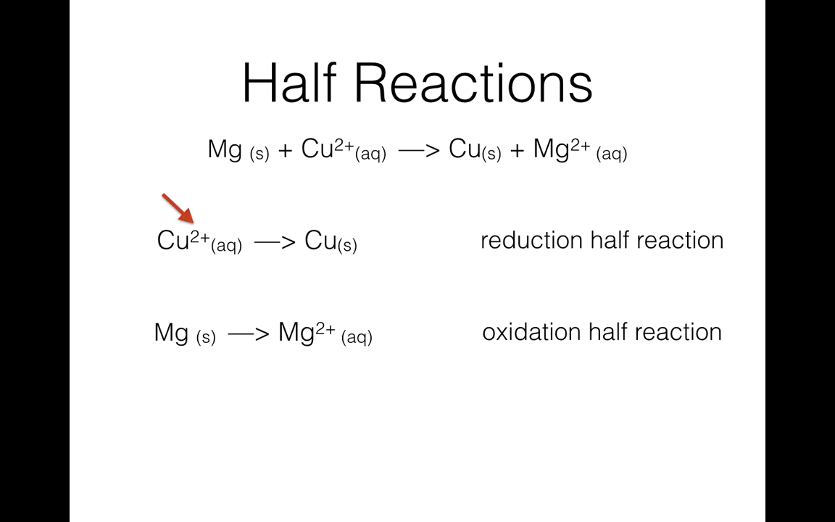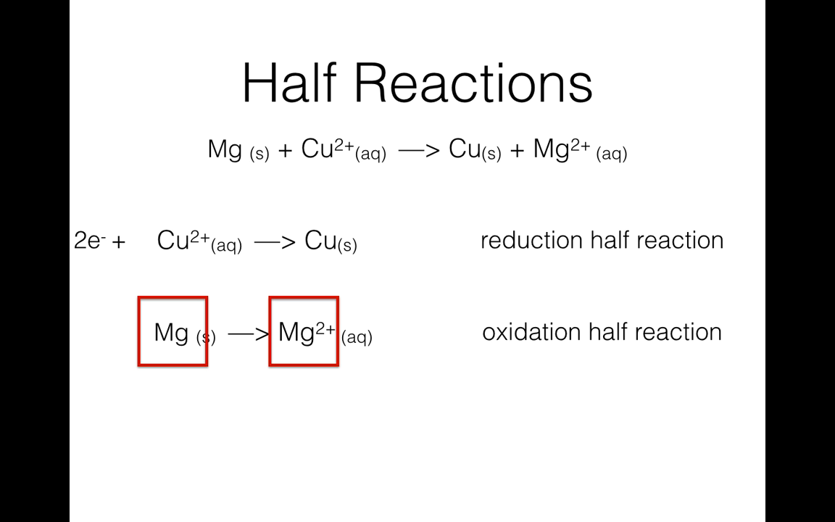The way that we balance charges is by adding electrons to the half reaction. We can balance out a 2 plus charge by adding 2 electrons. So this gives us a complete reduction half reaction where copper 2 plus gains 2 electrons and produces copper 0, and now we have a 0 charge on both sides, or at least a net 0 charge on both sides. We can do the same thing with our oxidation half reaction.